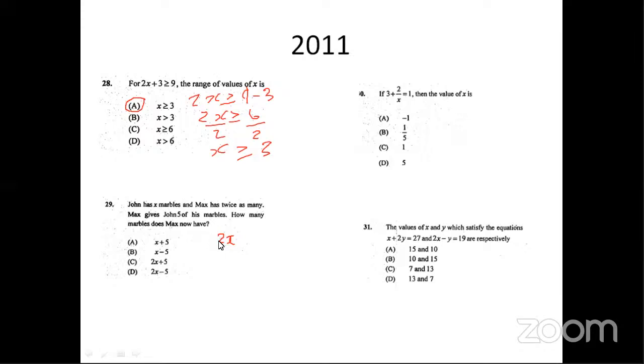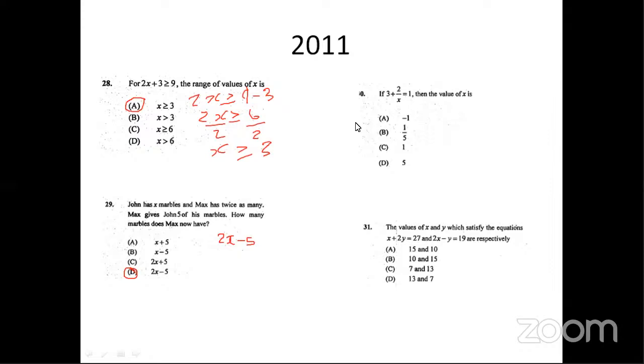Now, if you notice, the focus is on what Max has. If he had 2X before and he's giving away 5, it means we are subtracting 5 from what he had before. So of course, D is actually the correct answer. Very good. Next one.